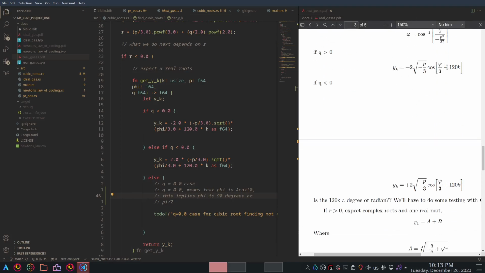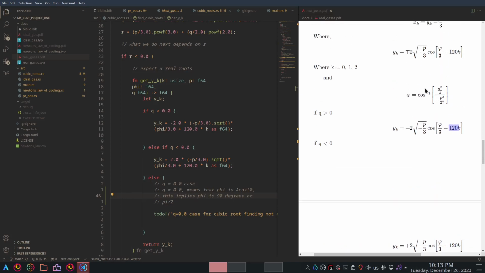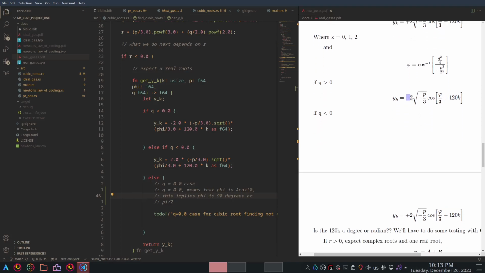Okay, so what do we have? We have the 120k here, where k equals to 0, 1, and 2. So I can actually do a quick test right here. I have minus 2 times square root of minus p over 3. I don't care what this p over 3 is here. I want to make sure that minus 2 cosine of this equals to plus 2 cosine of this. That's what I'm trying to prove.